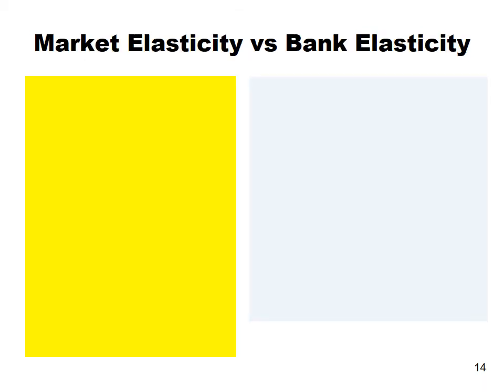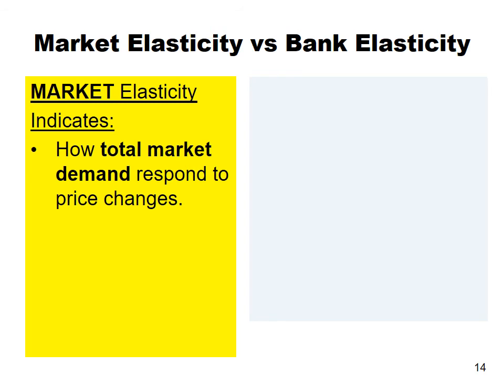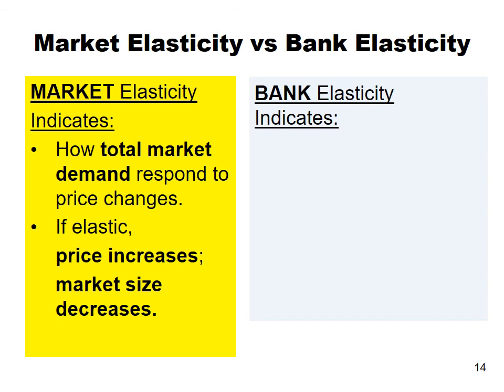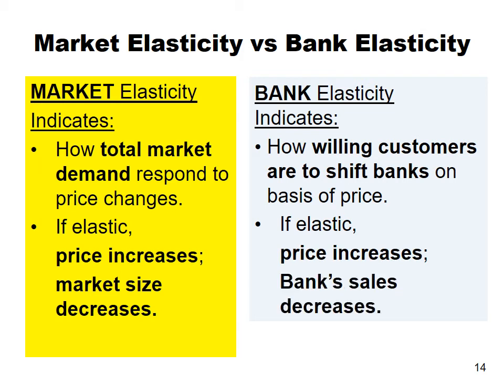Market elasticity versus bank elasticity. Market elasticity, take note the word is market, is basically how the total market demand responds to price changes. If it's elastic, if you increase the price, the market size will decrease. Whereas bank elasticity indicates how willing customers are to shift banks on the basis of price, jumping from one bank to another. If it is elastic, if the bank increases the price, the bank sales will decrease.